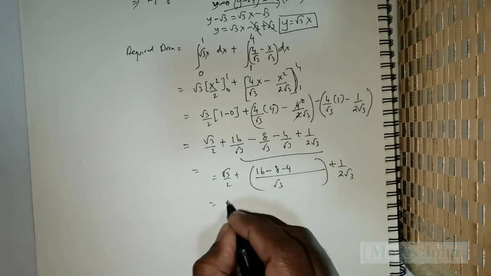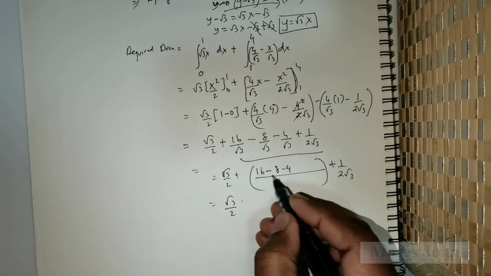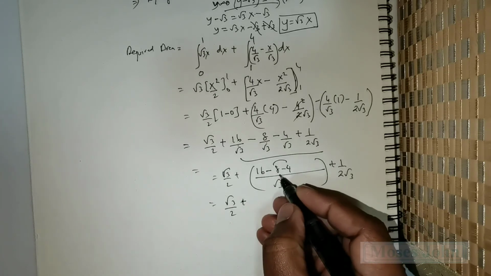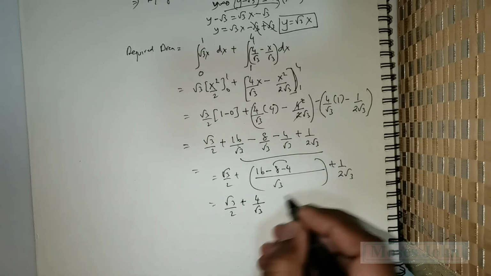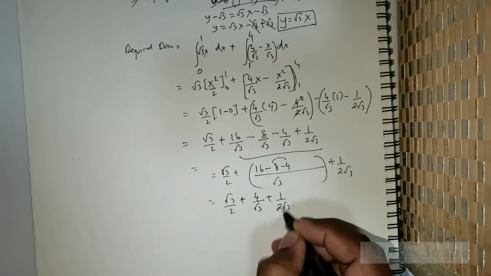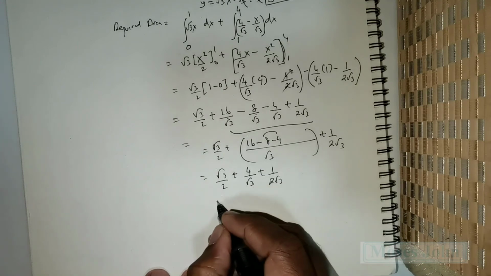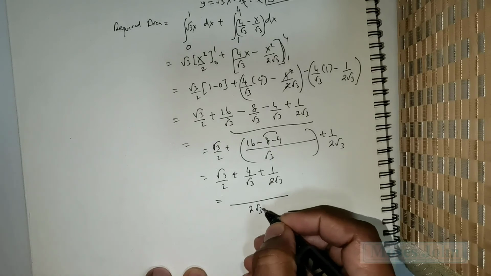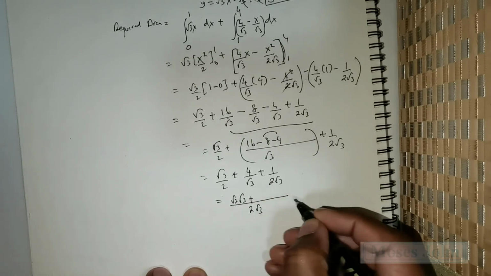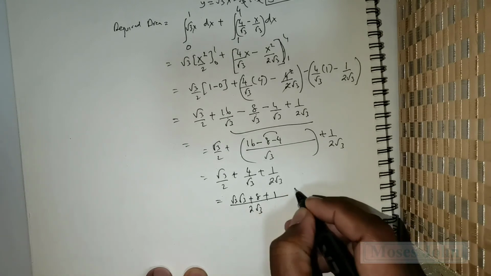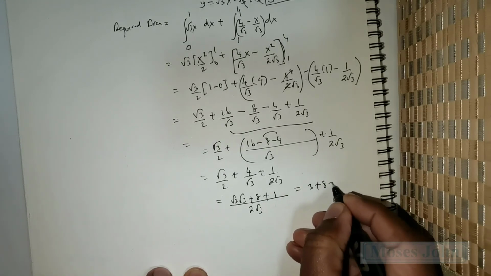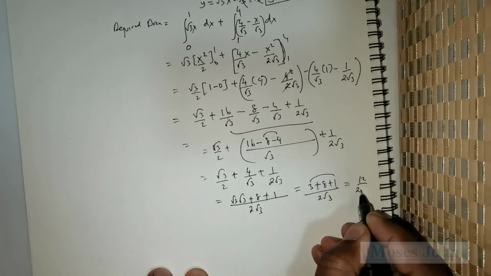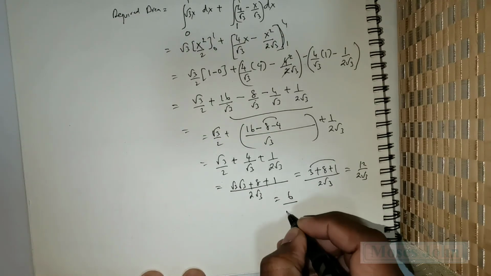So this is going to be root 3 over 2. Now 16 minus 8, minus 4, so that is going to be 12. So 16 minus 12 will give me 4 over root 3, followed by 1 divided by 2 times root 3. So now if I take the LCM as 2 times root 3, that would give me root 3 times root 3 over here, and 8 over here, and 1 over here. So that's going to be 3 plus 8 plus 1 divided by 2 times root 3, which is 12 divided by 2 times root 3, which is going to be 6 divided by root 3.